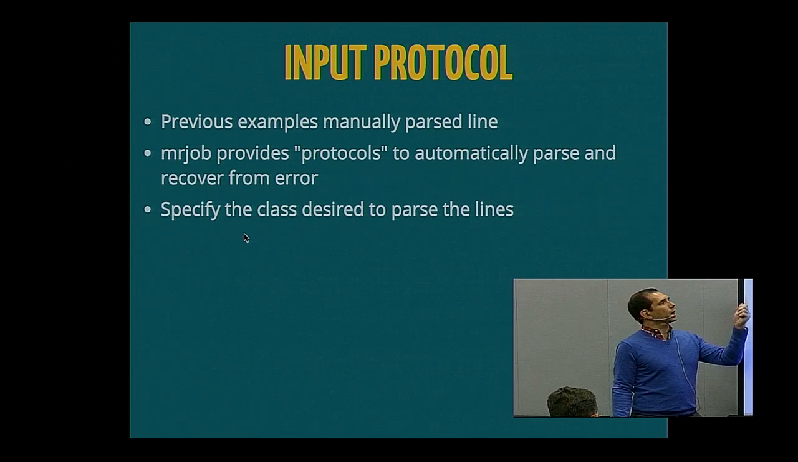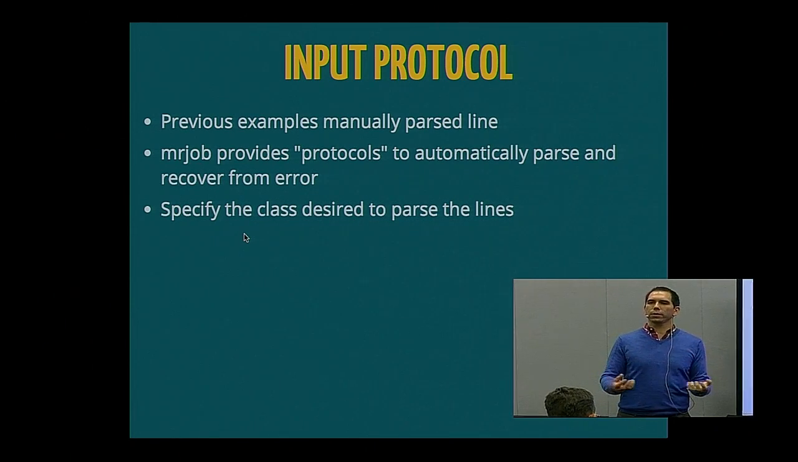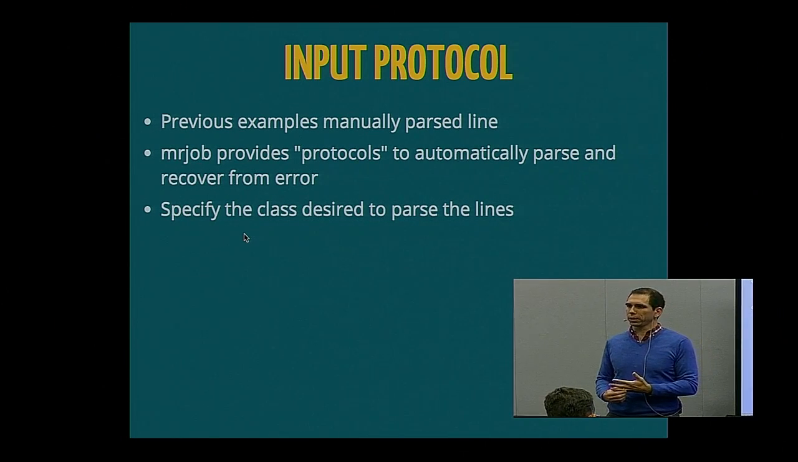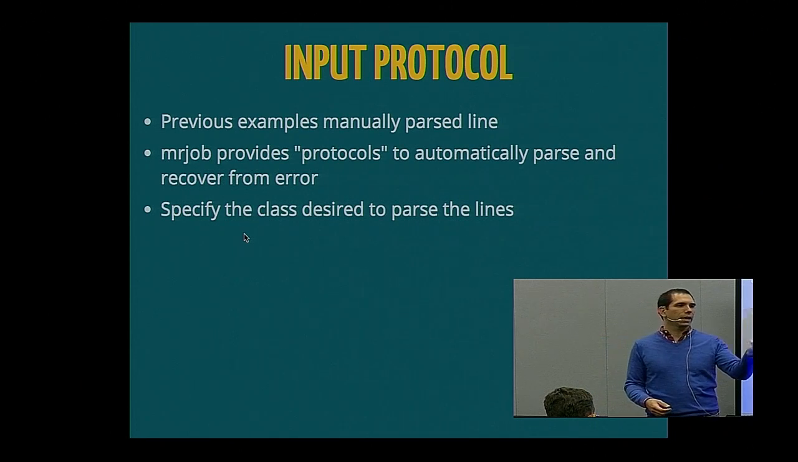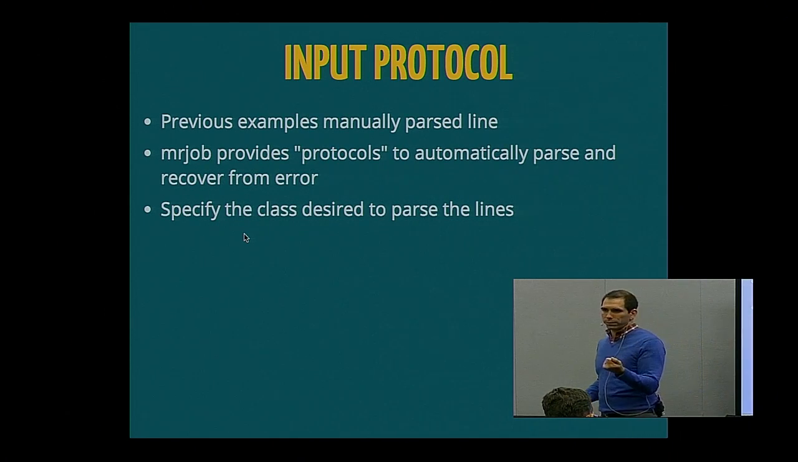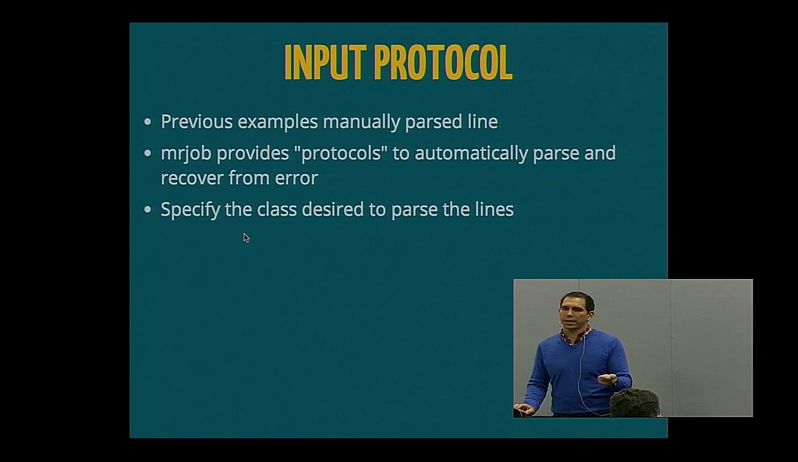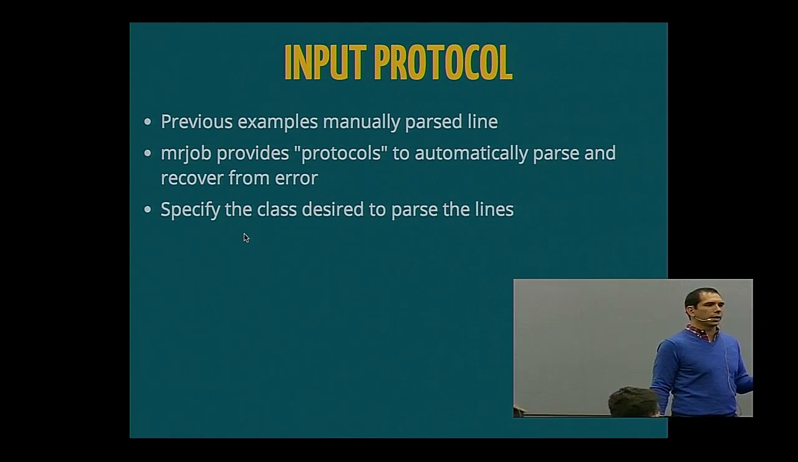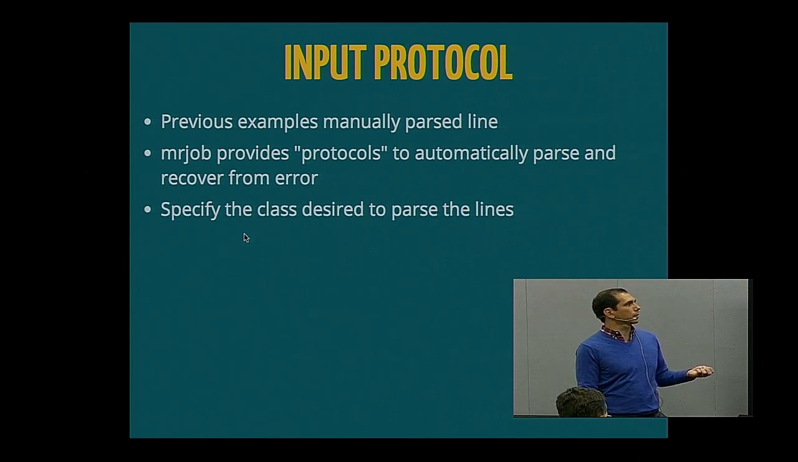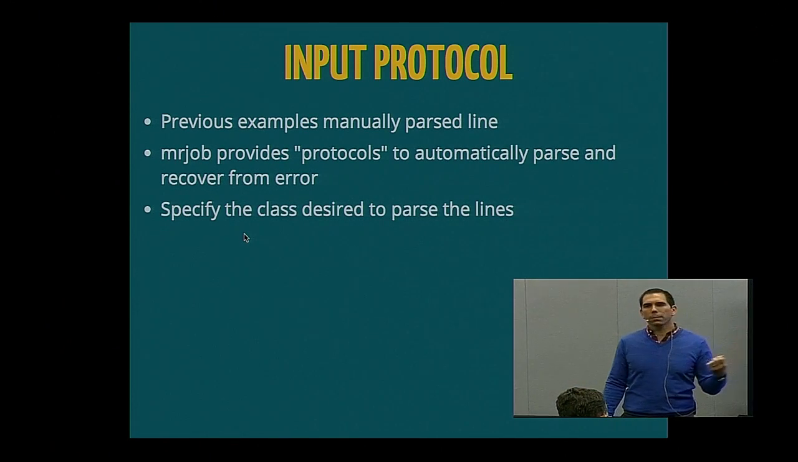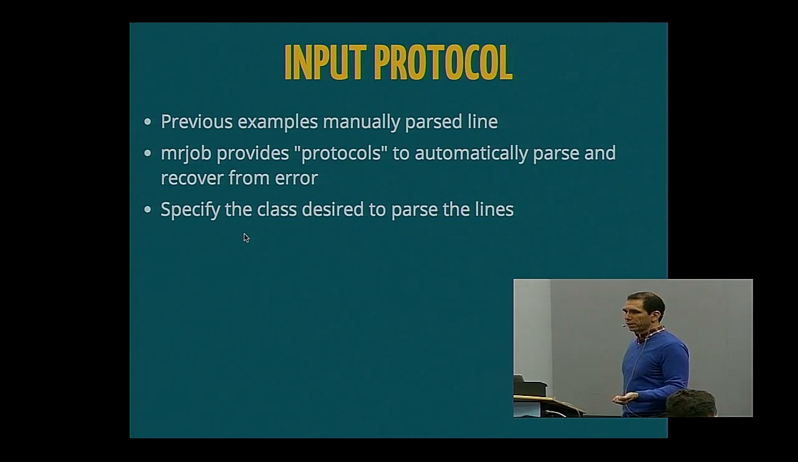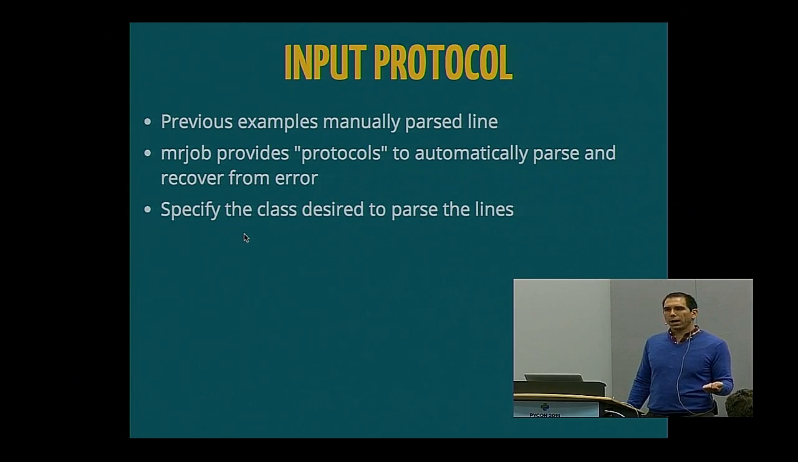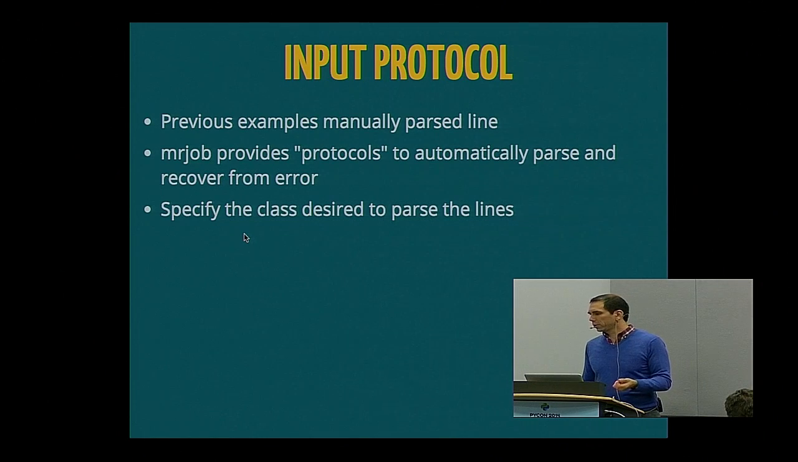What mrjob can do is you can specify how these lines should be interpreted so that when you get your value in your first mapper, it's not just raw text. Instead, it's something that's been interpreted already and is now a Python object. And so mrjob provides some of these protocols, JSON value being one, that allow you to interpret these lines, and also it allows you to kind of recover from parsing errors.